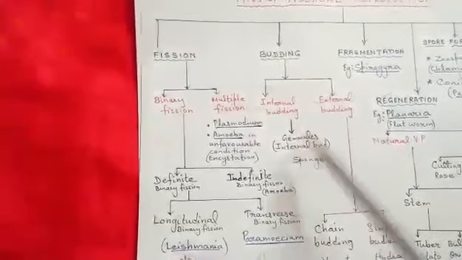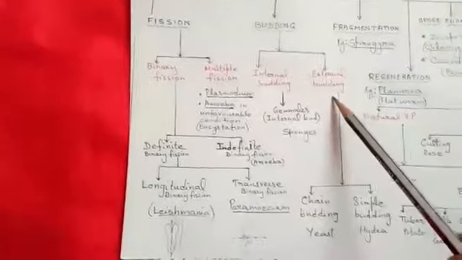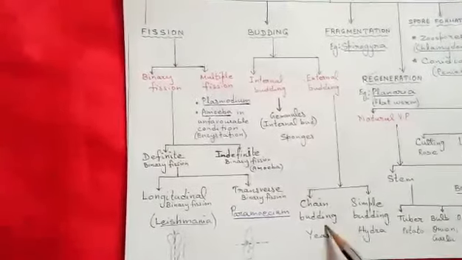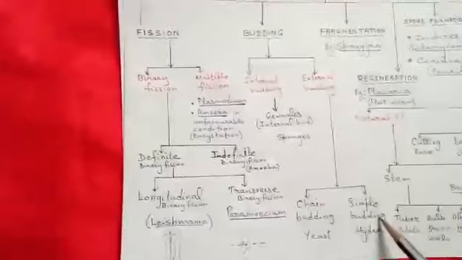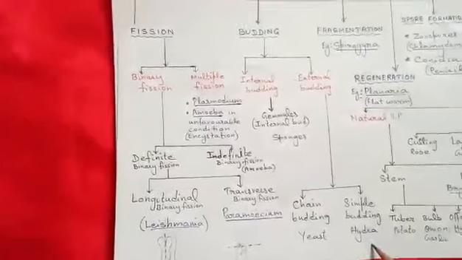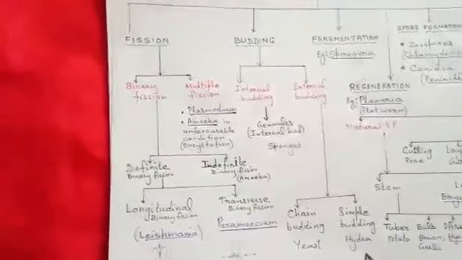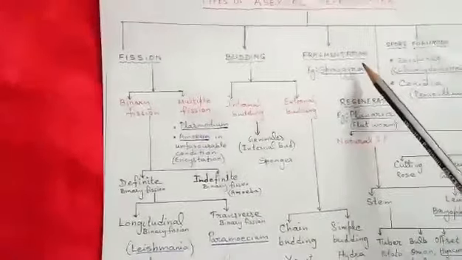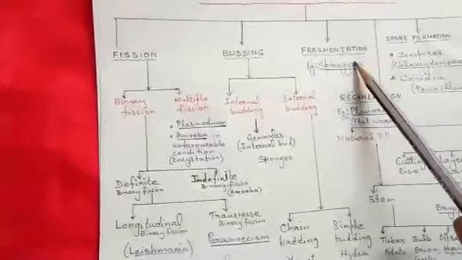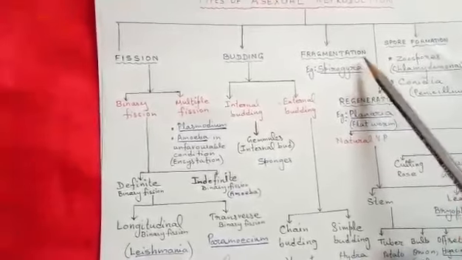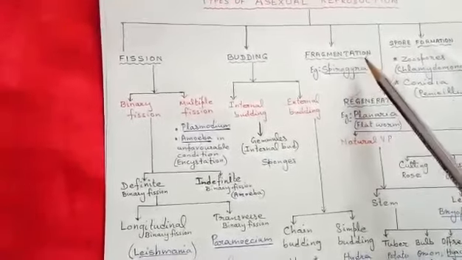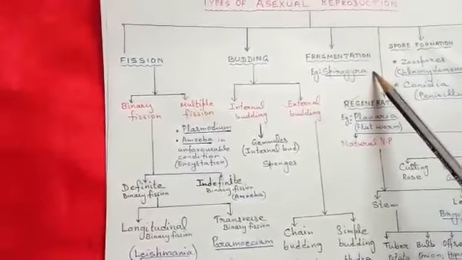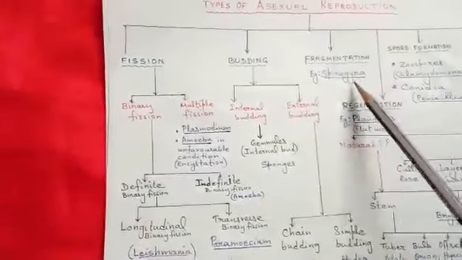Now let us see about external budding, which you have already learned, and that consists of chain budding, as you can see in yeast, and simple budding, which you can see in hydra. Now the next type is fragmentation, where the organism gets cut by itself when it grows adult, and each piece gives rise to a new individual that can be seen in Spirogyra.